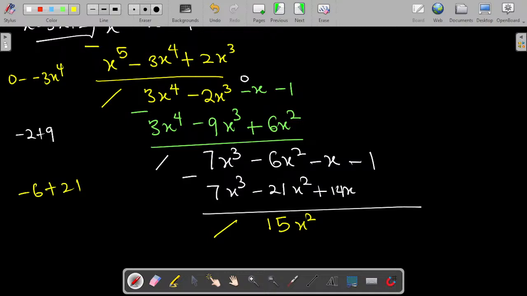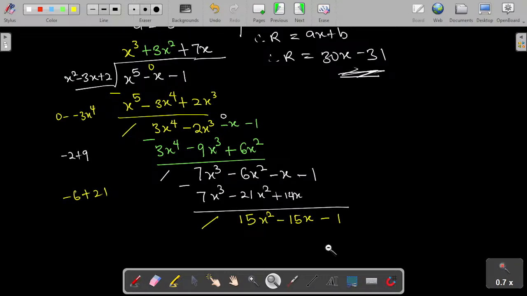So minus x minus 14 is going to be minus 15x. And then finally, minus 1 will come down here because there is no constant here, so we bring it down. Okay, so I think this is going to be the final division. Let me reduce the size of my board so that you can still be seeing what I'm writing. Here now we are going to divide again with x squared.